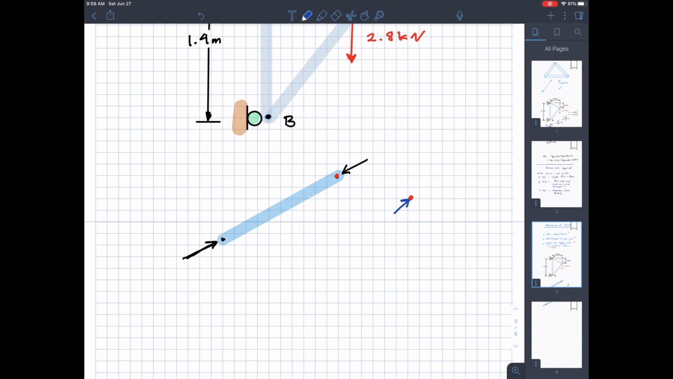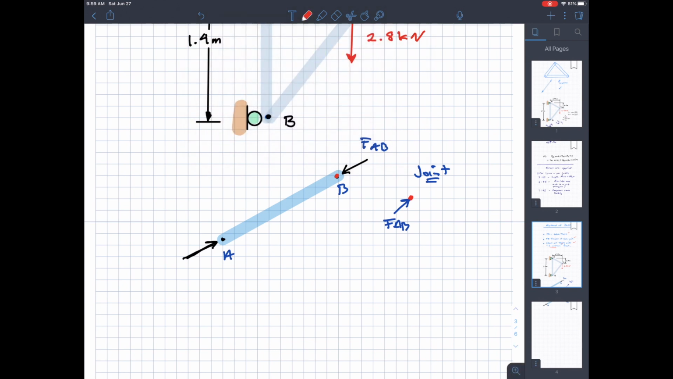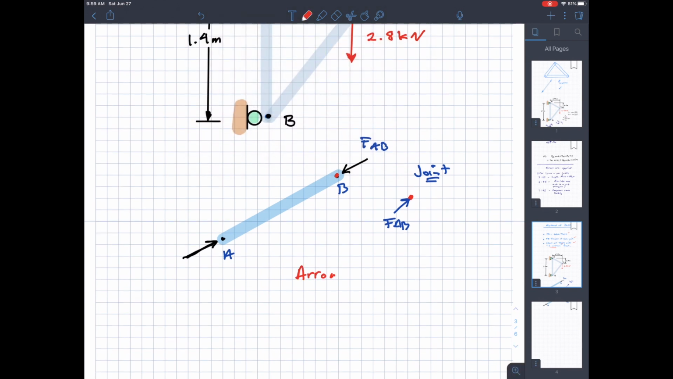If I call this point A and this point B, this force moving through the member would be FAB. If I do a free body diagram of the joint, FAB points into the joint. That gives us something to remember. I'll write it in red: a force arrow into the joint implies compression.